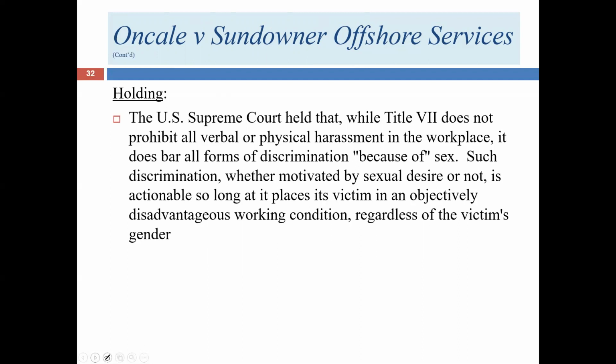The defense that the men alleged was that, well, we didn't experience sexual desire for Oncale, so whatever we were doing wasn't because of the desire to have sex with Mr. Oncale. But the court said, no, it's not necessary that these actions be designed to inflame or satisfy sexual desire. The claim that Mr. Oncale has is going to be actionable as long as it places its victim in an objectively disadvantageous work condition.